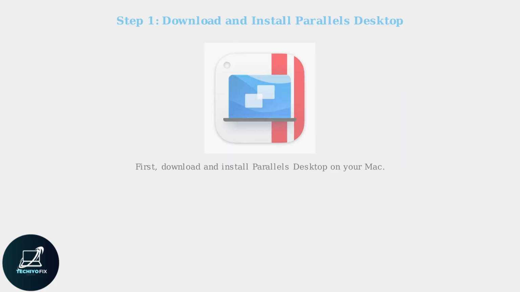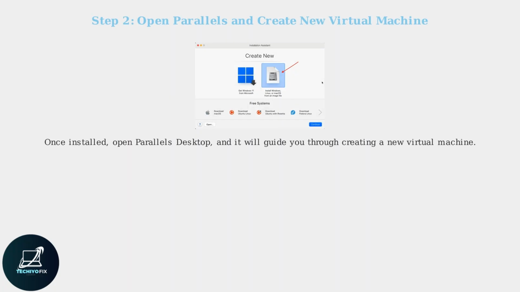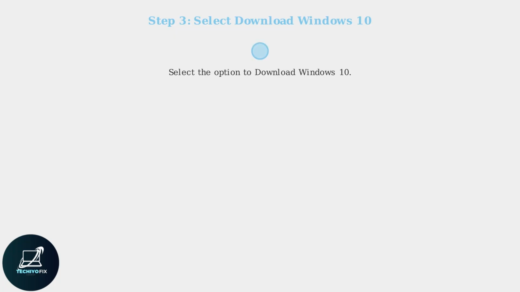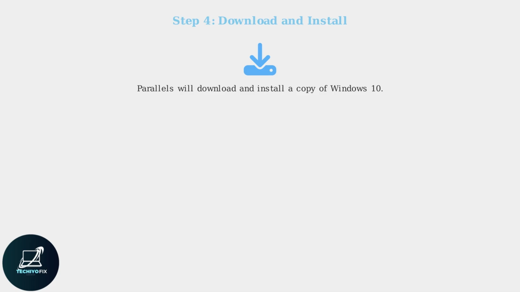First, download and install Parallels Desktop on your Mac. Once installed, open Parallels Desktop, and it will guide you through creating a new virtual machine. Select the option to download Windows 10. Parallels will download and install a copy of Windows 10.